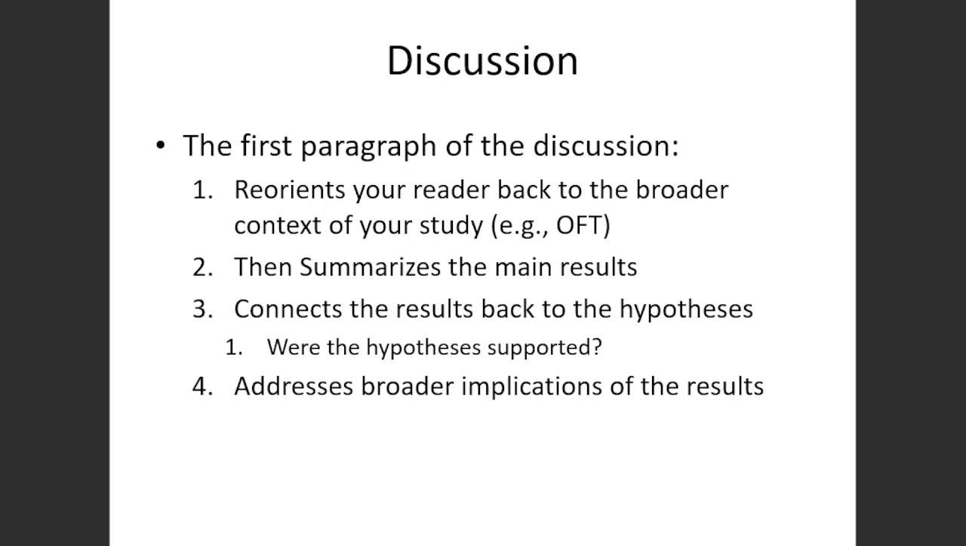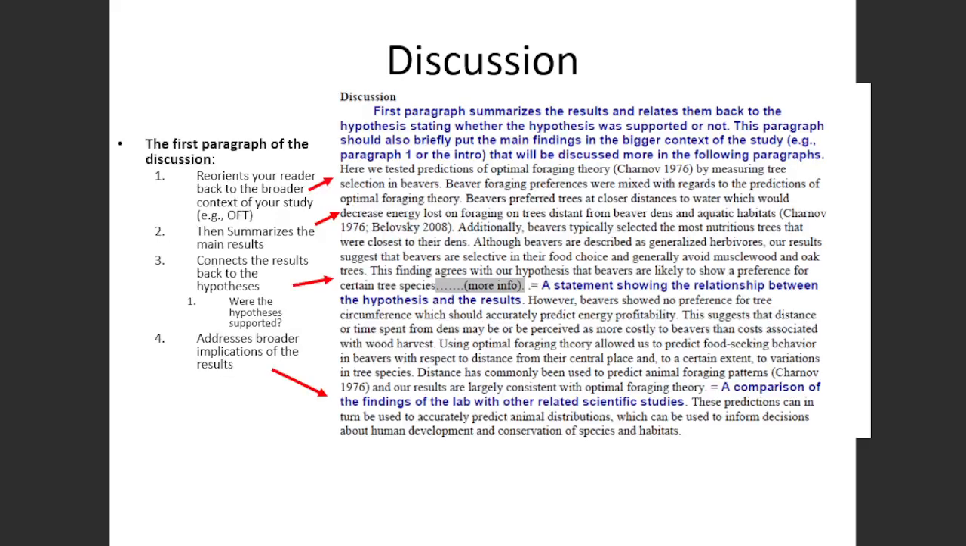The first paragraph of your discussion: 1. Reorient your reader back to the broader context of your study, so the OFT theory. 2. Summarizes the main results. 3. Connects results back to the hypothesis. So was the hypothesis supported? Was it not? And then 4. Address broader implications of the results.